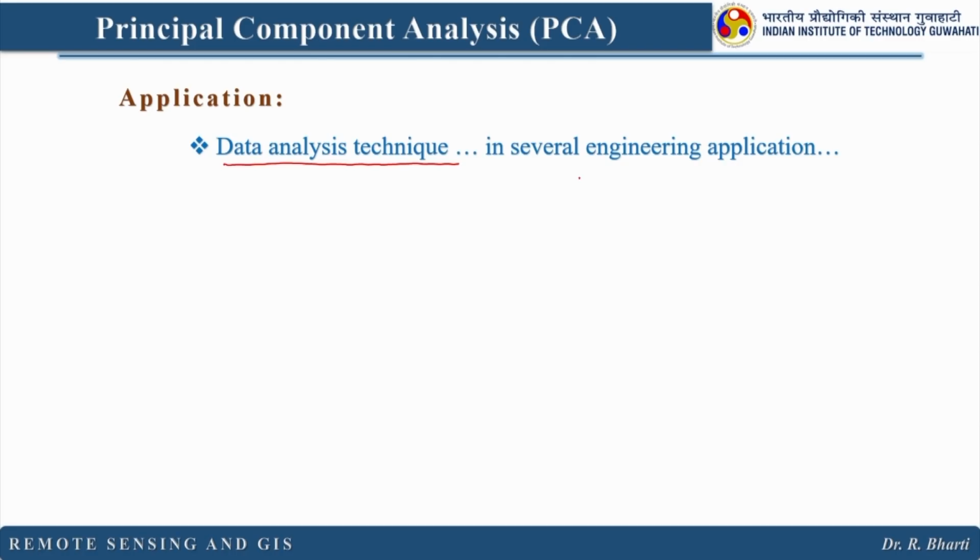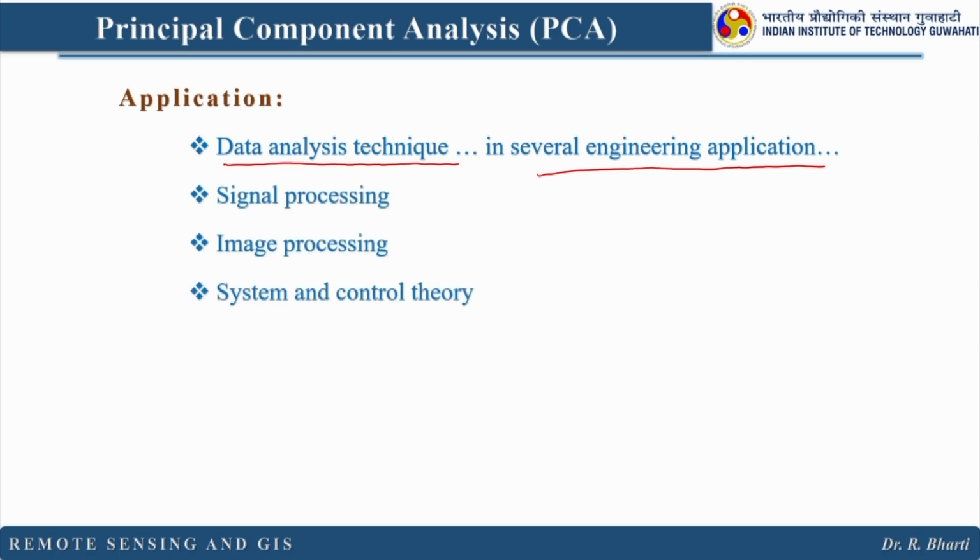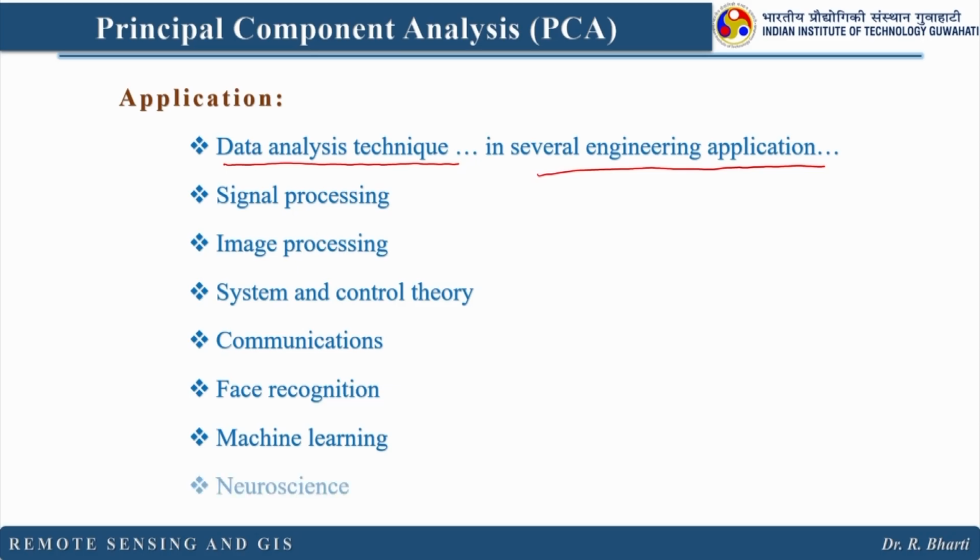So that's why in several engineering applications you can easily find examples where PCA has been used. And in signal processing, image processing, system and control theory, communications, face recognition, machine learning, everywhere PCA has been used very efficiently, right? So these are a few examples where PCA has been used. Now let us see how we can apply this PCA on our image, right?